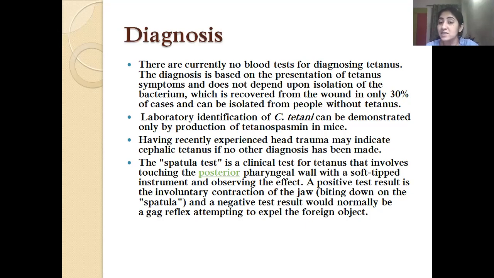The spatula test is a clinical test for tetanus that involves touching the posterior pharyngeal wall with a soft-tipped instrument and observing the effect. A positive test results in the involuntary contraction of the jaw, that is, biting down on the spatula, and a negative test result would normally be a gag reflex attempting to expel the foreign object.